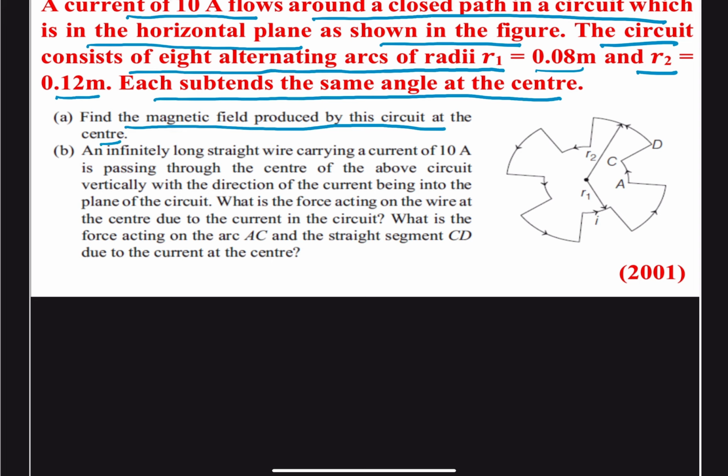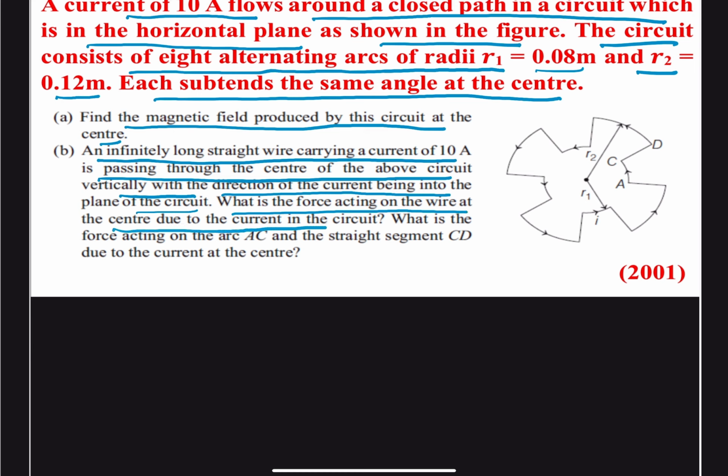Secondly, an infinitely long wire carrying a current of 10 ampere is passing through the center of the above circuit vertically with the direction of current being into the plane of the circuit. What is the force acting on the wire at the center due to the current in the circuit? What is the force acting on the arc AC and the straight segment CD due to the current at the center?